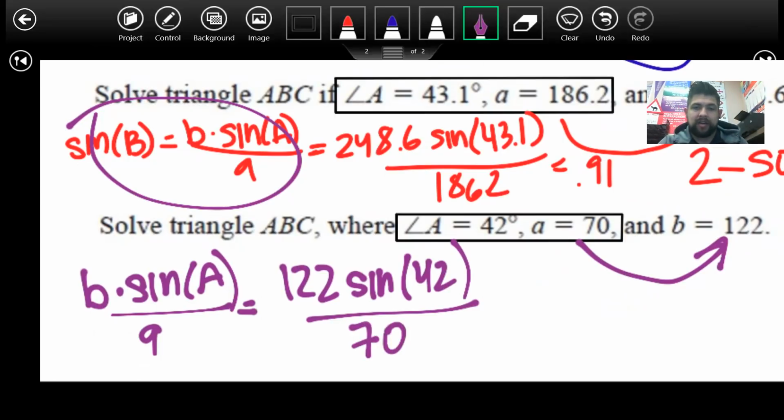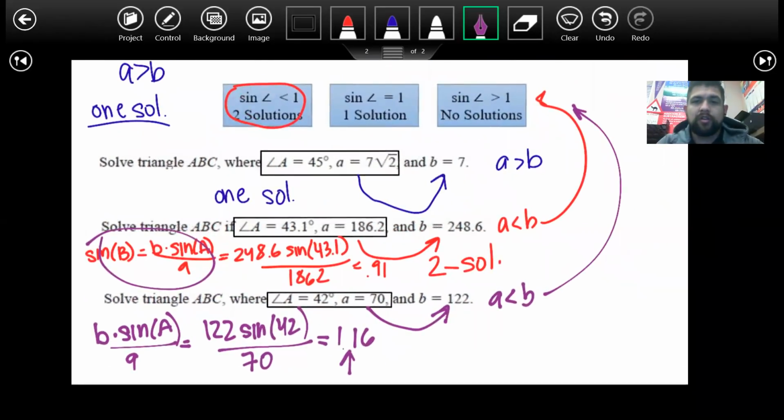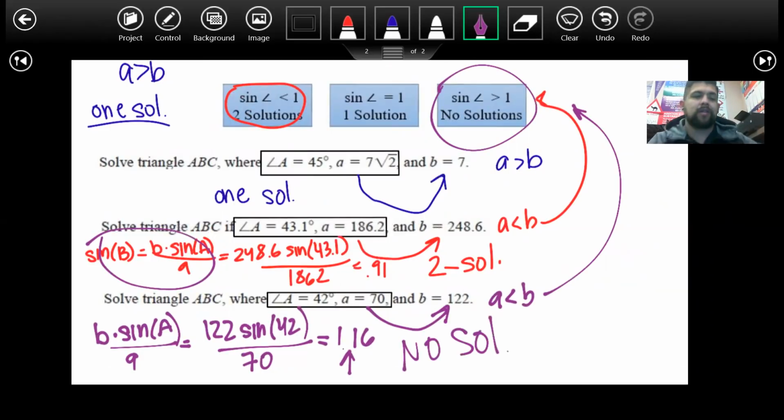122 sine of 42 all over 70 is going to give us, I don't know if you guys can see that, 1.16. So this number is larger than 1, so it fits into our last category, which means it has no solution. We cannot construct a triangle that would represent these angles and sides.